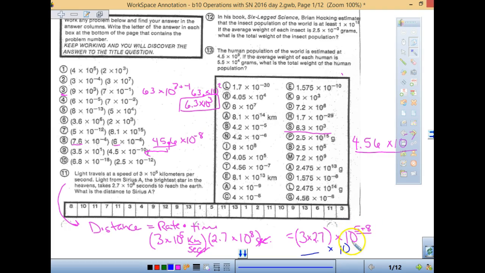In this case, 8 plus 5 gives us 13, right? This should be 6 something or maybe 7, right? What'd you get? 8.1, thank you. So I get 8.1 times 10 to the 13. 8.1 times 10 to the 13. You just really had to finish the problem that we did in class, okay?